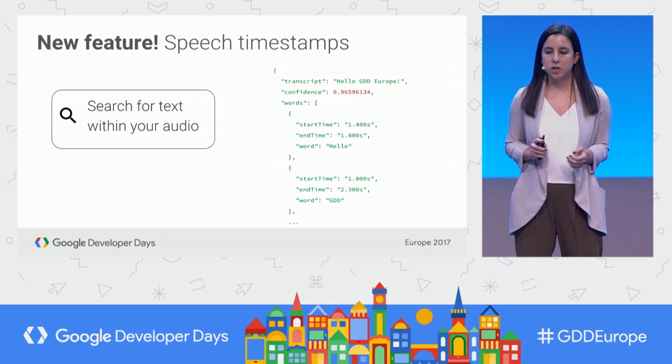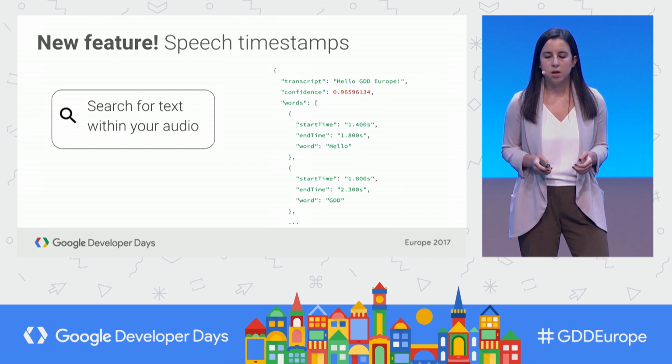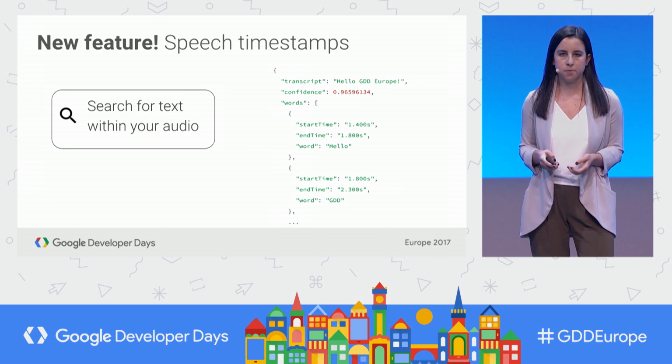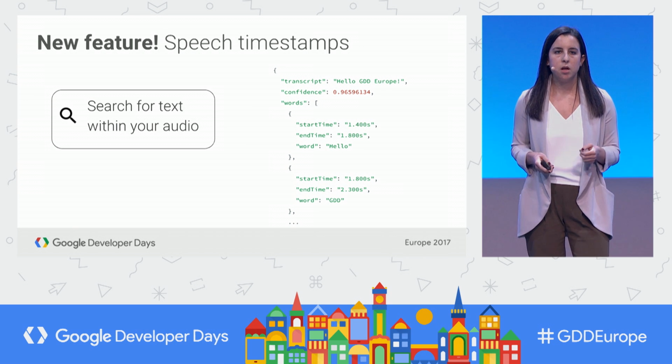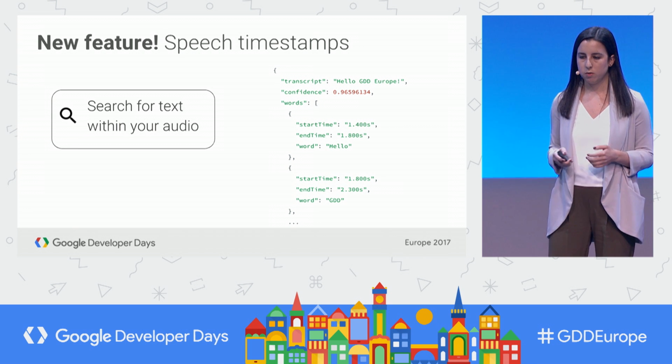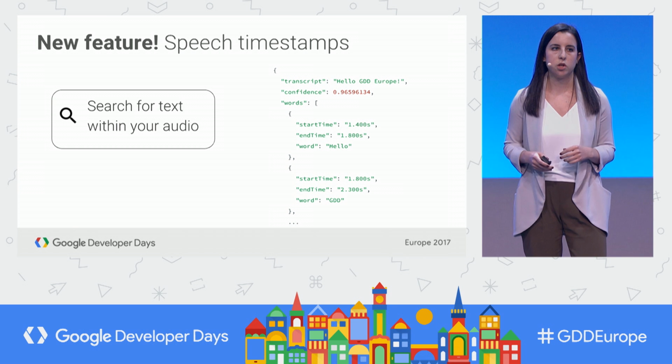We recently launched a new feature of the speech API just a couple of weeks ago, speech timestamps. So if you specify this in your API request, instead of just getting the transcription, you'll also get the start and end time for each word in your transcription, which makes it really easy to search for text within your audio.